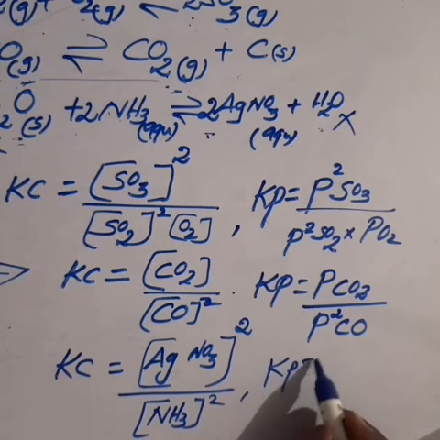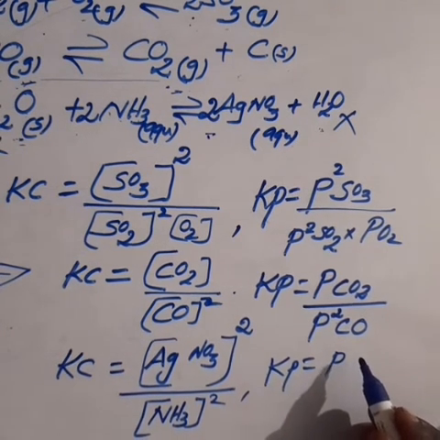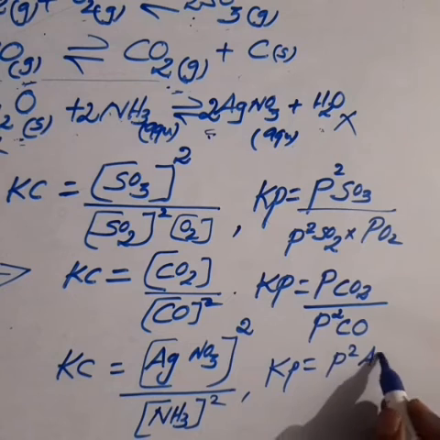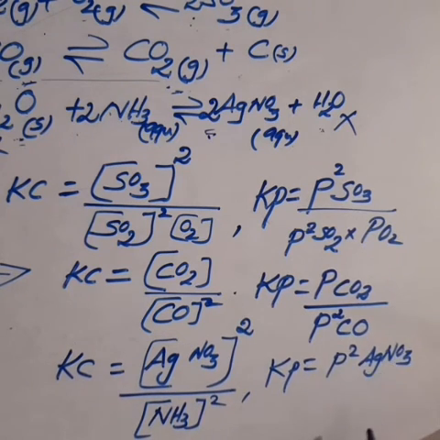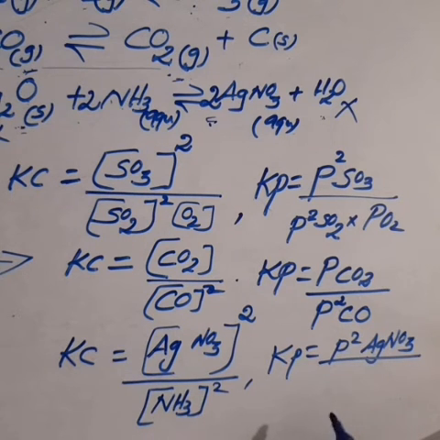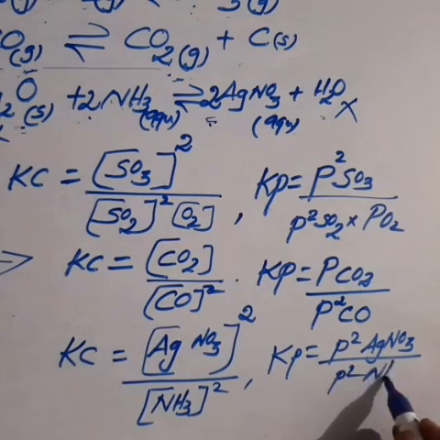Next, how will you write Kp for the above reaction? Kp can be written as partial pressure of silver nitrate, with capital P, to the power 2. Here you have to write AgNO3, divided by partial pressure of ammonia, NH3, also to the power 2. Okay. These are some expressions. How will you write Kp and Kc for the above reaction?